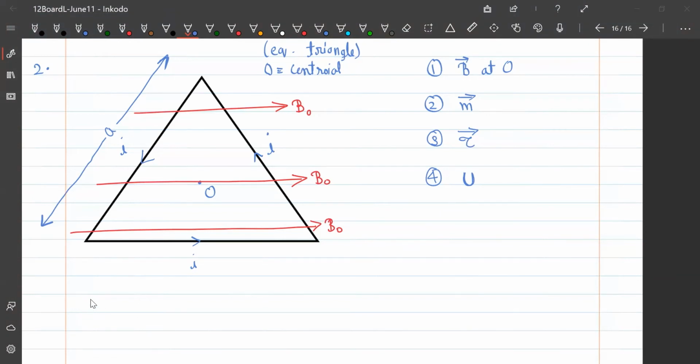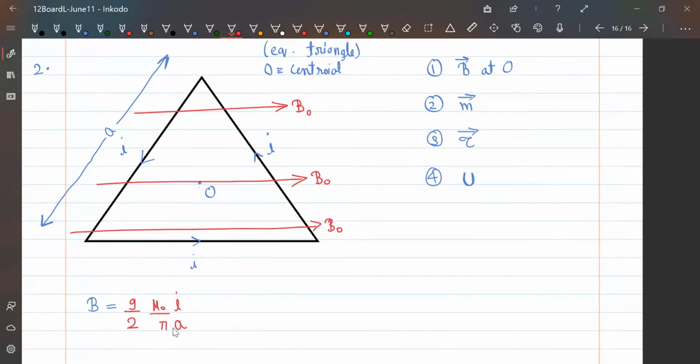Rishit, tell me the value of magnetic field. Nine by two mu naught I by pi A. Okay, Apurva, are you getting the same answer?